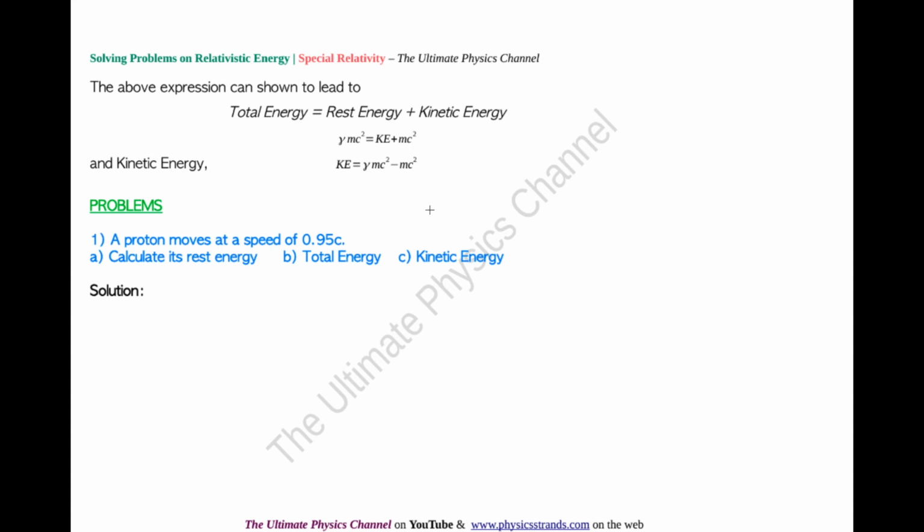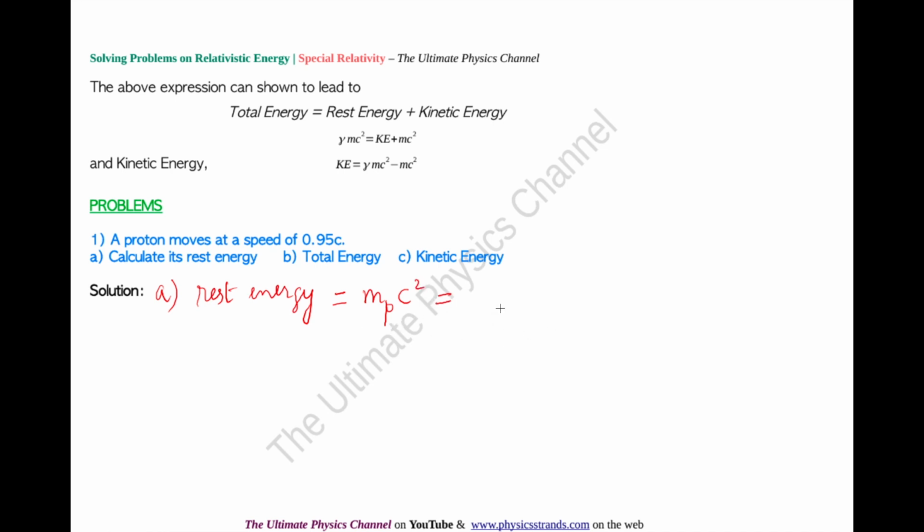The first problem: a proton moves at a speed of 0.95 times the speed of light c. Calculate its rest energy, total energy, and kinetic energy. So it's a straightforward problem. The first part is, let's calculate the rest energy. We know for the proton, we can write an expression specifically indicating proton mass as m_p c squared. So this is nothing but the mc squared equation.